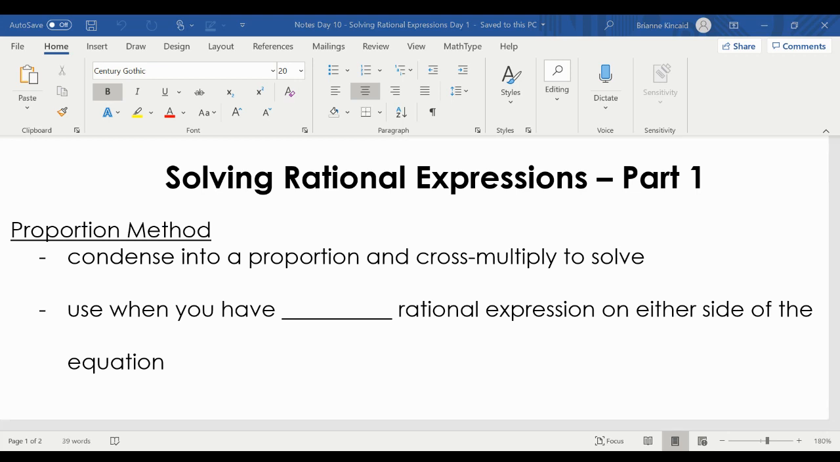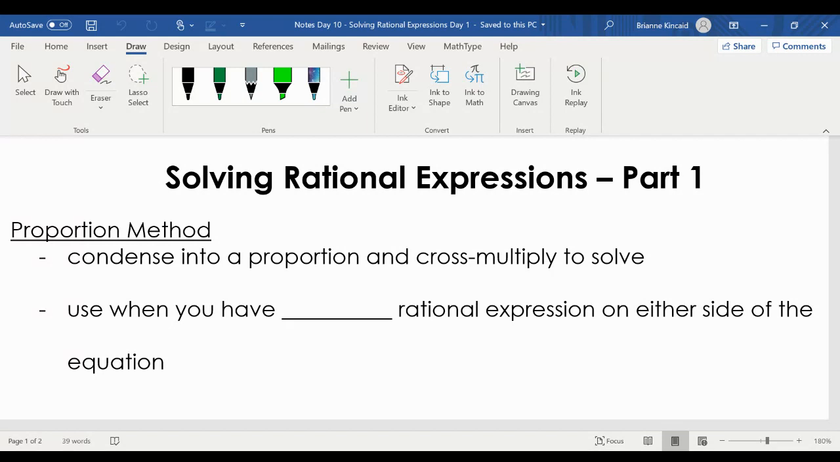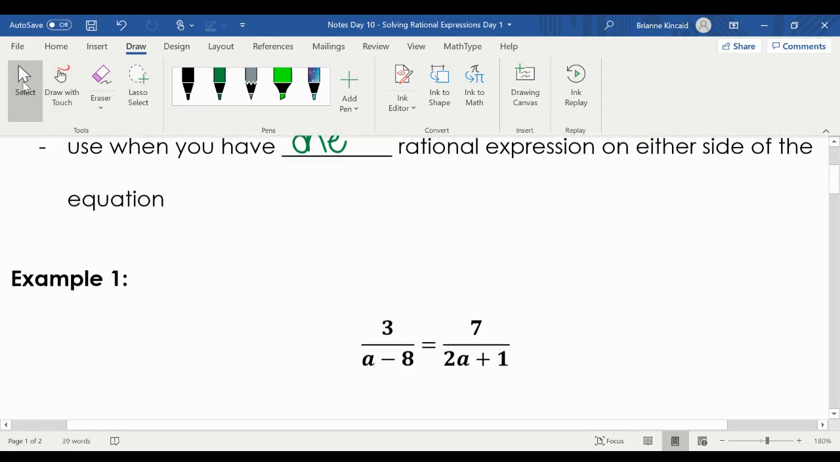Hey everyone, this video is to help you with solving rational expressions. So we have two different methods when solving rational expressions. Our first one is called the proportion method, which is when we condense into a proportion and cross multiply to solve. You're going to use this when you have one rational expression on either side of the equation. If you have multiple, we're going to have a different method that we'll talk about in a later video.